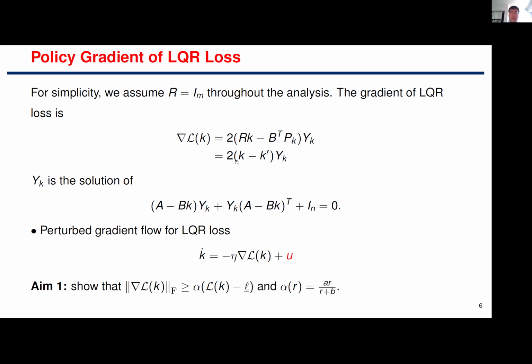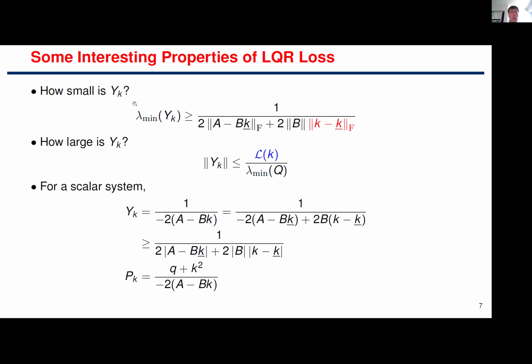Okay, so now let's go to the proof of this statement. Let's look at the expression of the gradient. The expression of the gradient is composed of two terms. The first term is YK. The second term is K minus K prime, where K prime is equal to B transpose PK. So we may be curious about how large YK is and how small YK is, right? So first, what is the lower bound of YK?